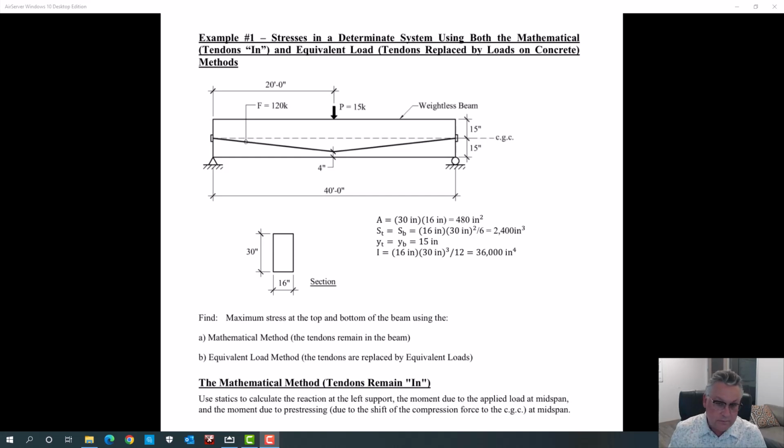Here's where it gets confusing. Now we are going to apply a load. This is a real load. This is not an equivalent load. This is the load that you're used to, that you've seen throughout your whole career in school.